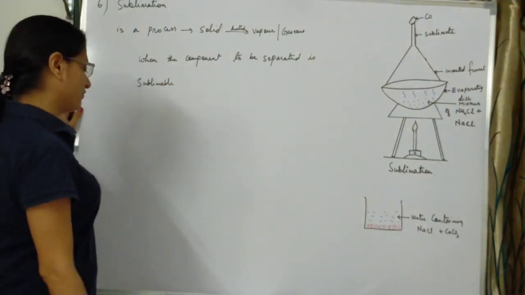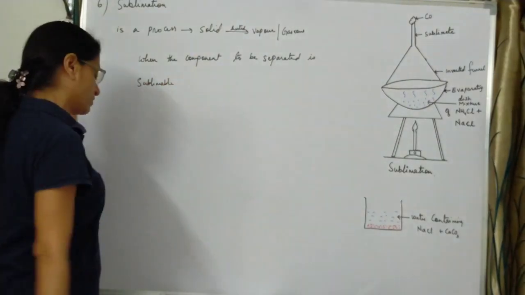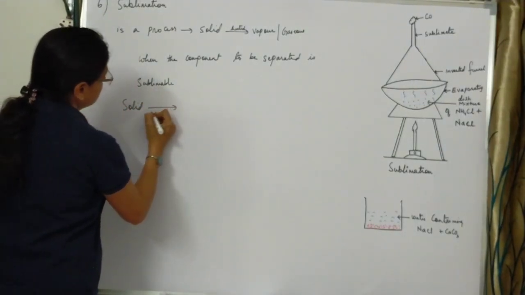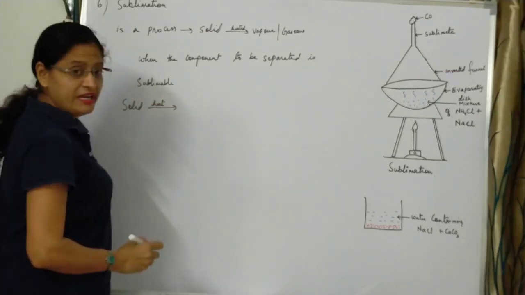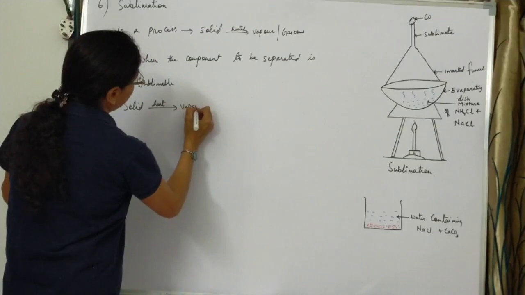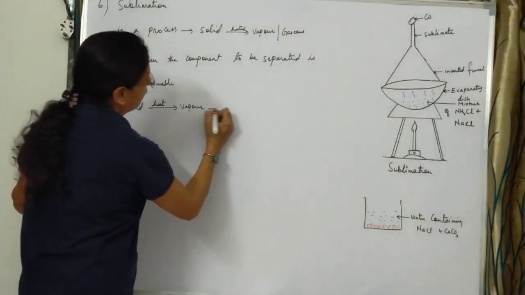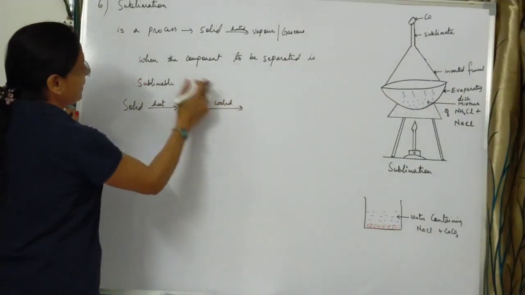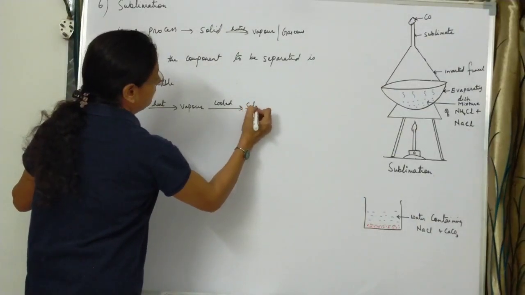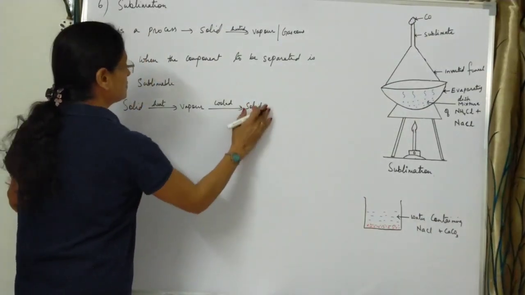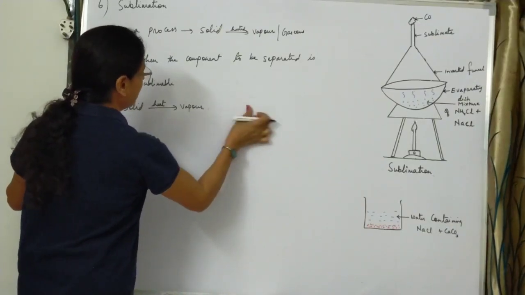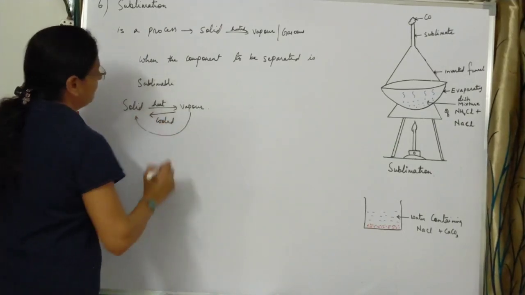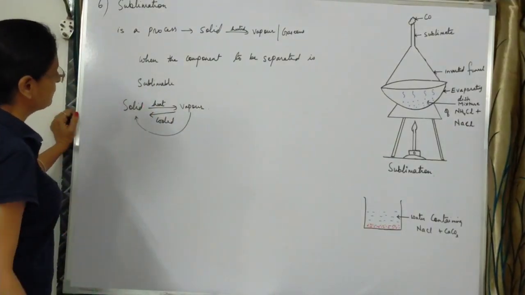First let us go through the outline of this process. We take a solid and we heat it. When we heat it, we get the vapors of that solid. Now when these vapors are cooled further, we get our solid back. We can also show this with a reversible arrow: when it has been cooled, we get our solid back.